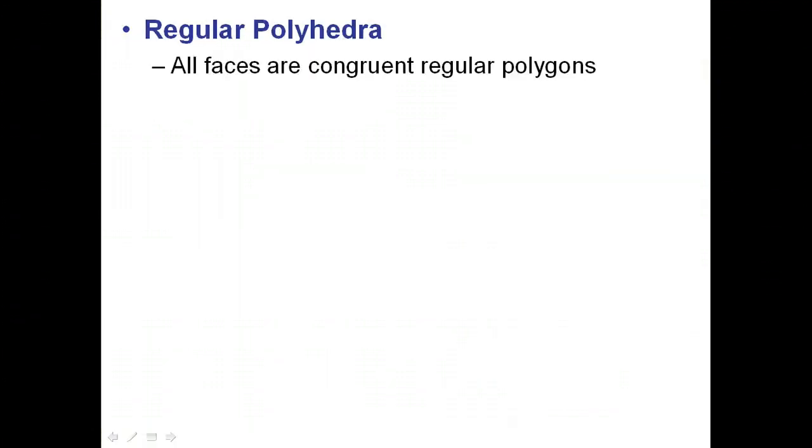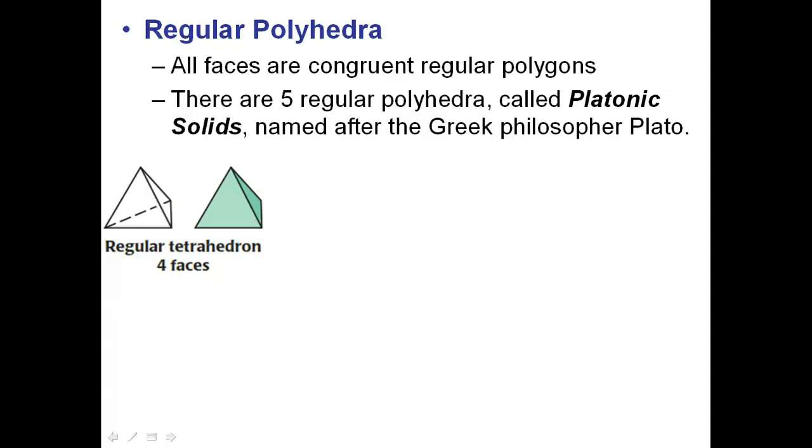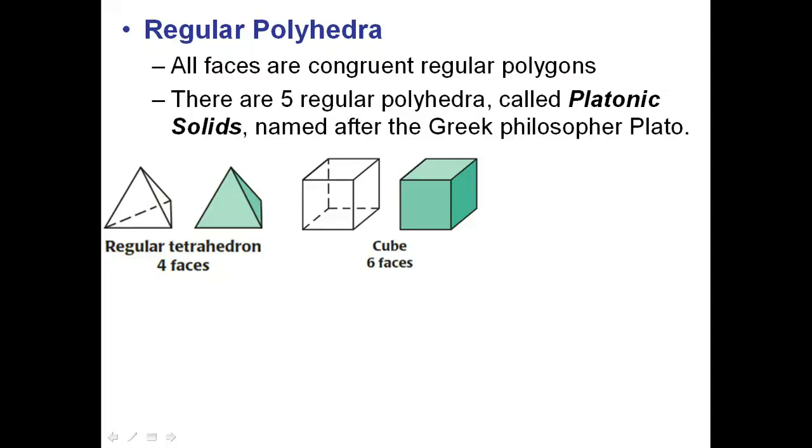Regular polyhedra. All faces are congruent regular polygons, all of them. There are 5 regular polyhedra called the Platonic solids, named after the Greek philosopher Plato. One is a regular tetrahedron. It has 4 faces that are all regular triangles or equilateral triangles. A cube has 6 faces that are made up of congruent squares.